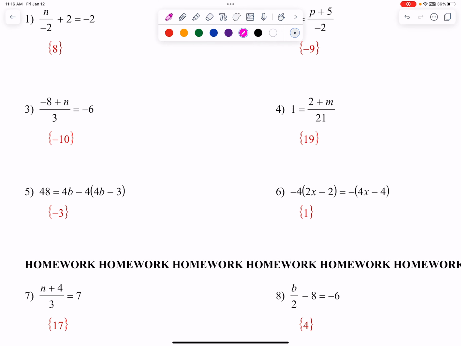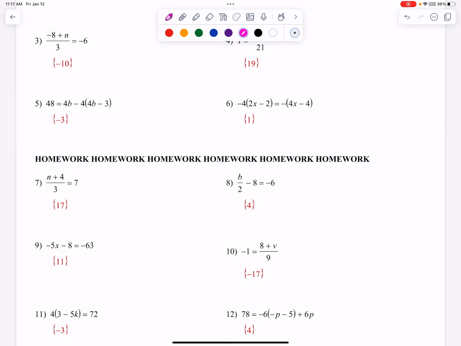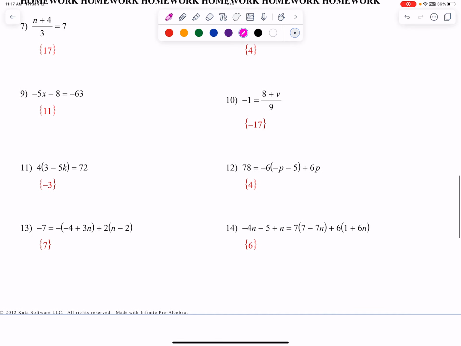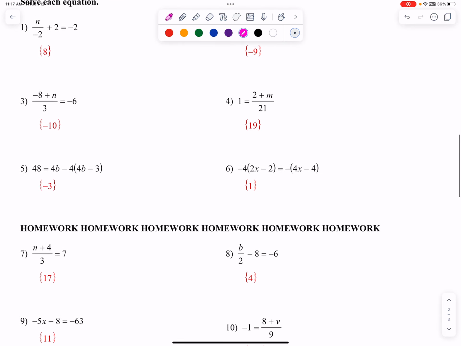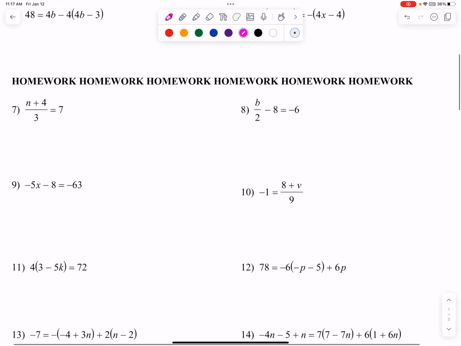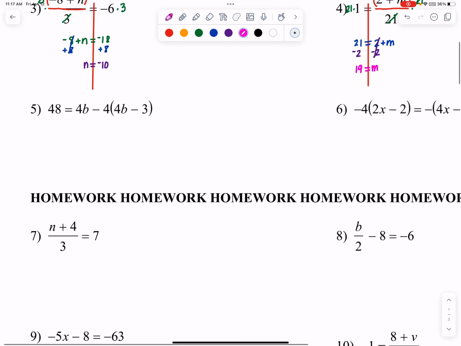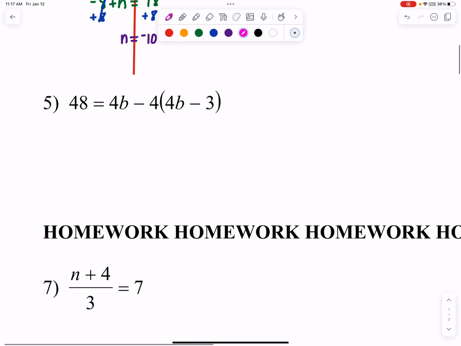Okay. 5 and 6, we have a negative 3 and a 1. Okay, so let's go ahead and take a look at those ones. We'll see if we get the same thing. Okay, so now we're mixing it up a little bit. We have some distributive and things like that. So let's go ahead and tackle these.